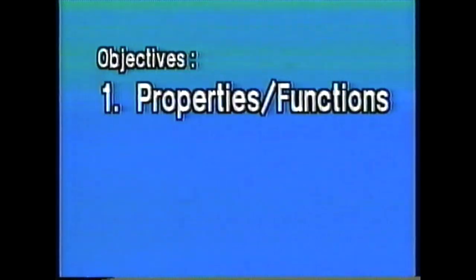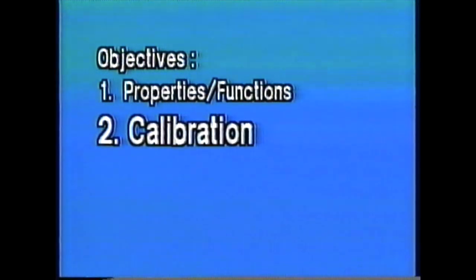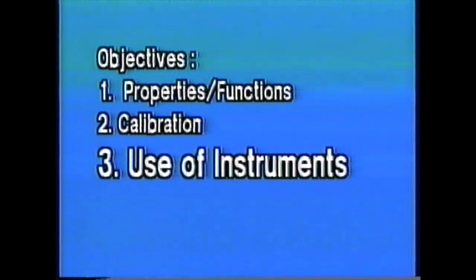We have three objectives in this session that we'd like to cover. The first objective is to look at the properties and functions of the instruments. The second is probably one of the more important of this set of objectives, and that is the calibration of these instruments. And the third is a few reminders on the use of the instruments when they're actually being used in the field. As a reminder, in this session we will not be covering the dosimeter.